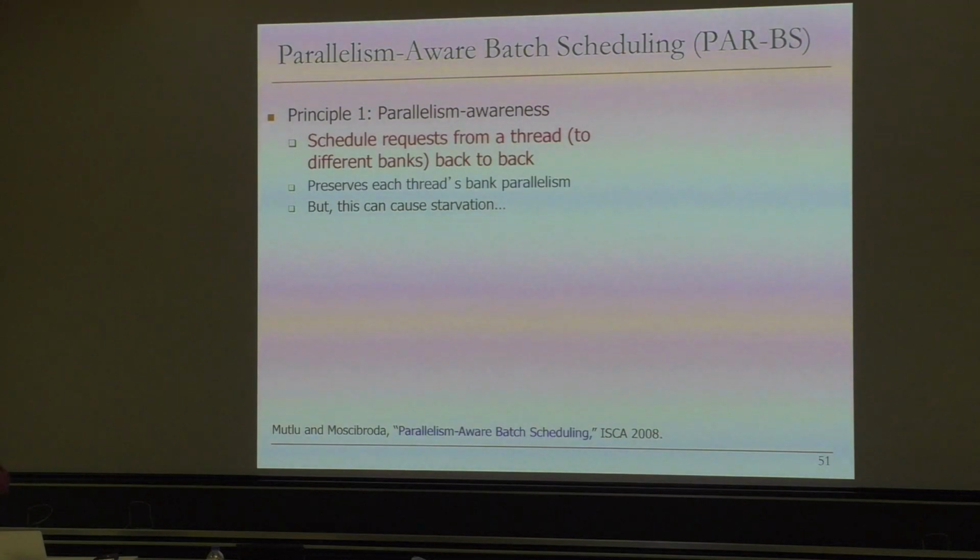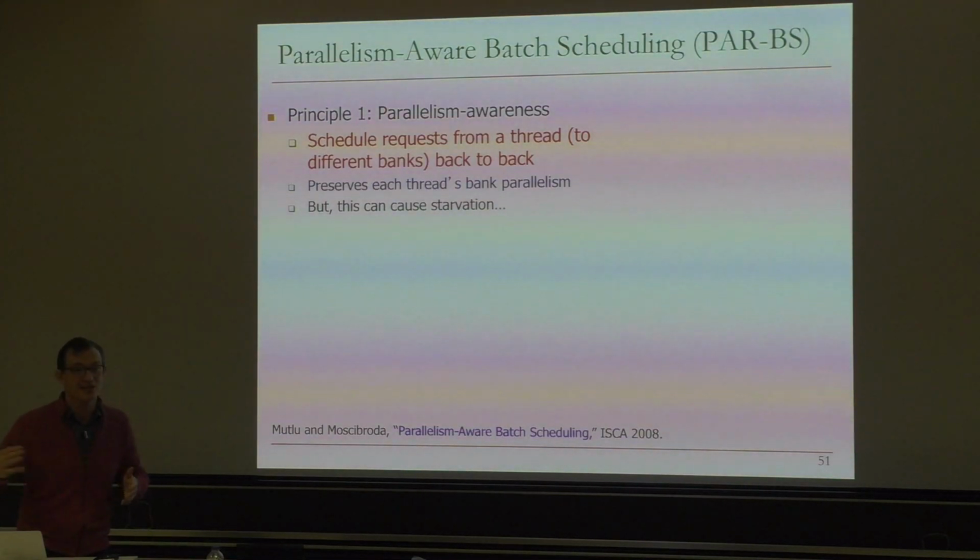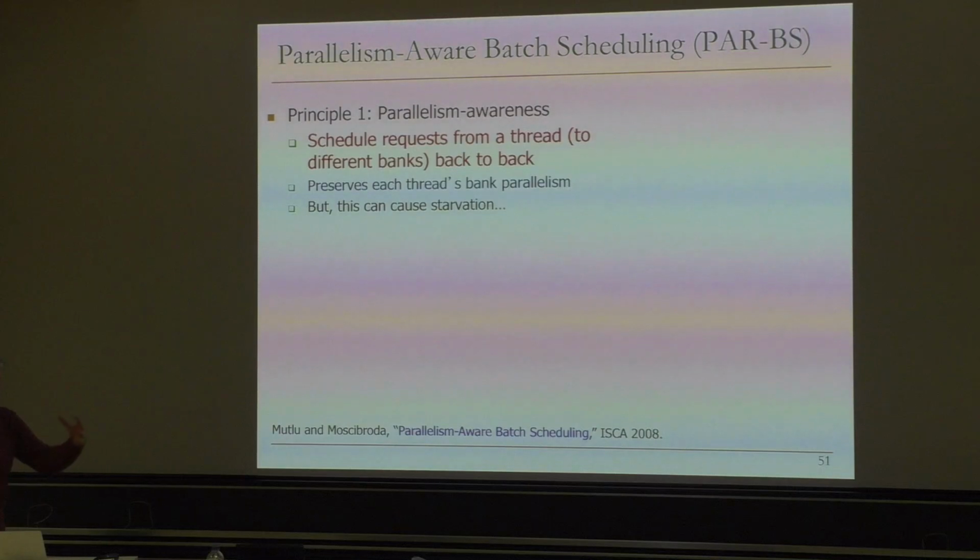But of course, if you keep doing this, this can cause starvation, right? Why? Because you keep scheduling thread A's requests back to back. Thread A makes progress. It generates more requests. And it keeps getting prioritized. And you could cause starvation to other threads. Clearly short-term starvation, but it could also be long-term depending on the access patterns that you get. And if you have many, many threads, it could actually be very long-term. Of course, so we want to prevent the starvation.